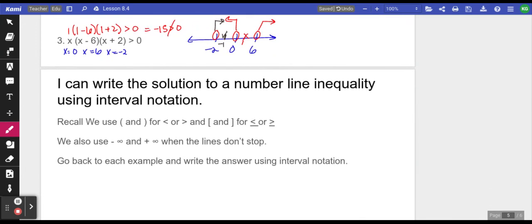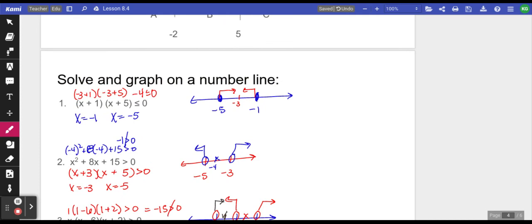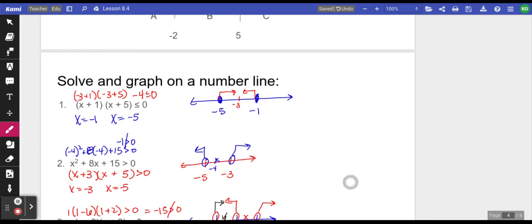Now we're going to go back to chapter 2 where we talked about interval notation, and we are going to write each of these answers using interval notation. So on this one, I see that the solution set is in between my 2 numbers, and they're closed circles. So I'm going to use brackets for both because they're closed, and write down my 2 solutions with a comma. So this means that all of the x's are in between -5 and -1.